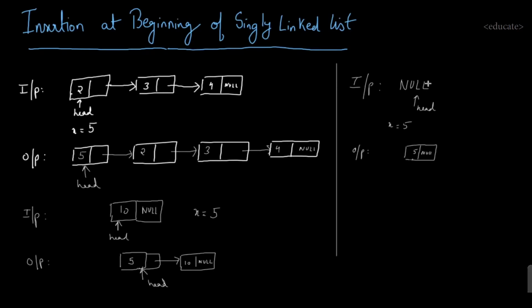Now in the third example, we are given an empty linked list and we want to insert an element 5. So in the output, we will have a new node with 5 as the element in the linked list, and head will also point to this 5 only.